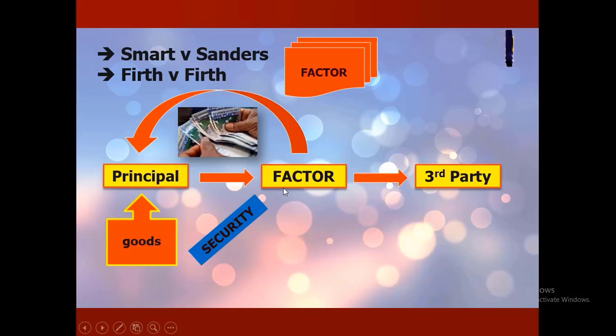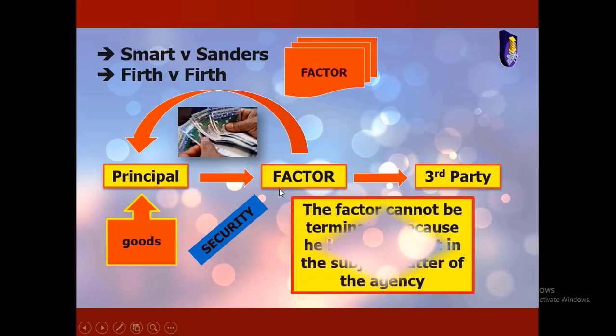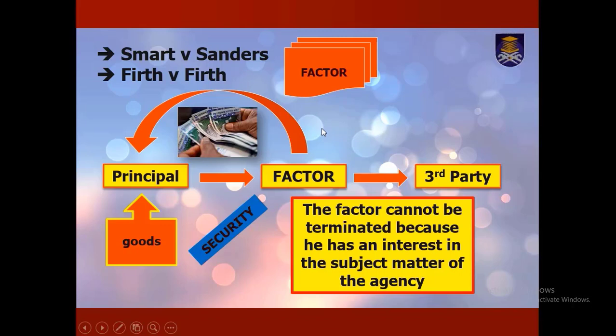Jadi, when the factor has an interest in the subject matter of the agency, the principal here cannot terminate this agent. The factor cannot be terminated because he has an interest in the subject matter of the agency. Why? Because he himself has paid a certain amount of money to the principal for the security of the goods. This is another example where an agent cannot be terminated because the agent has an interest in the subject matter of the agency.